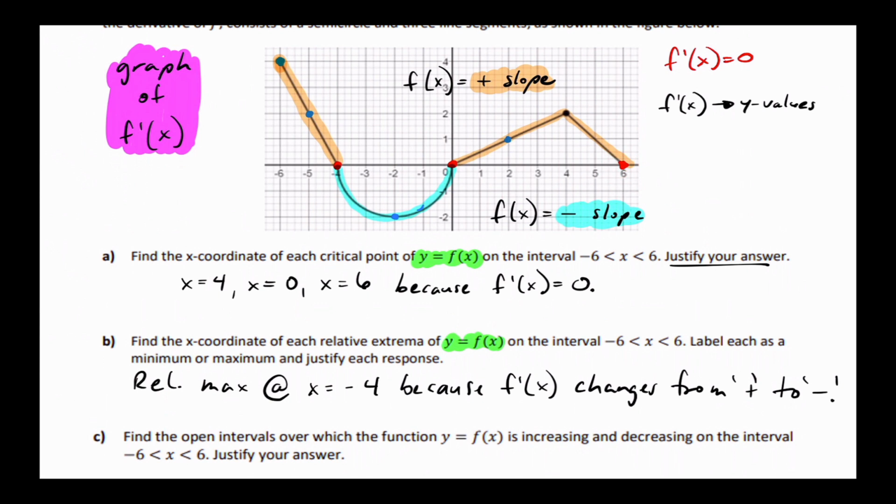Okay? So let's do the opposite. Anywhere where we change from a negative slope to a positive slope. 0, right? We change at 0. We call that a relative minimum. Because f prime of x changes from negative to positive.